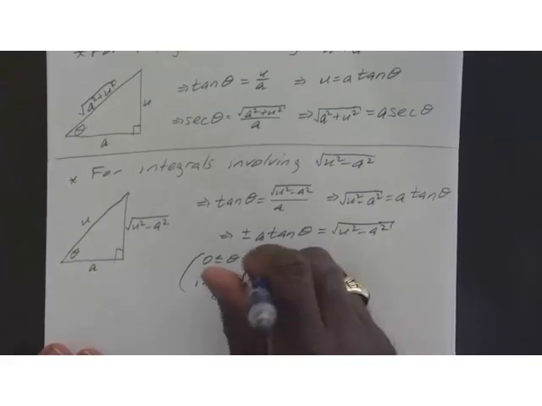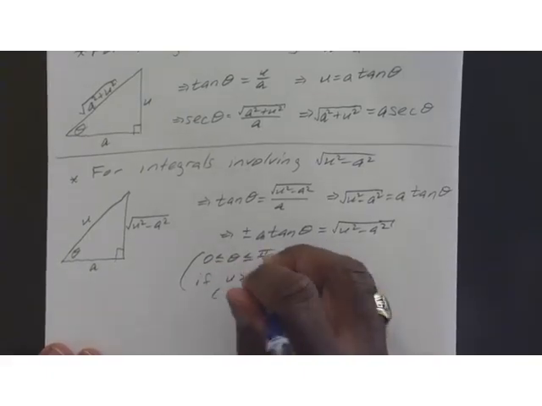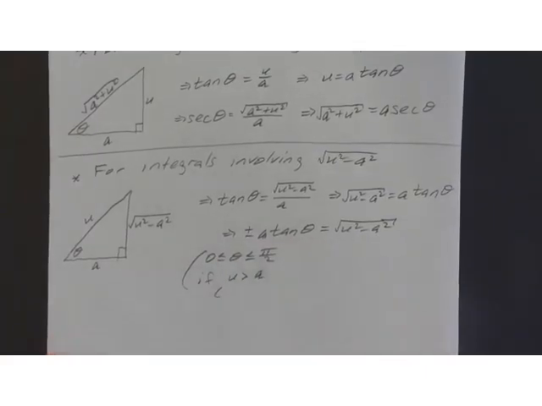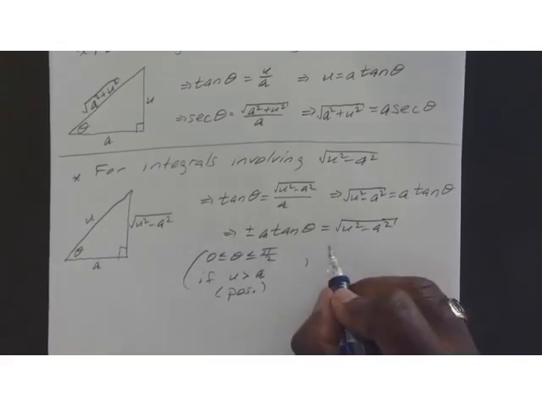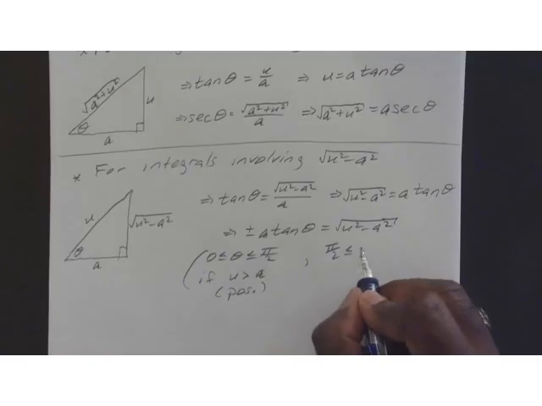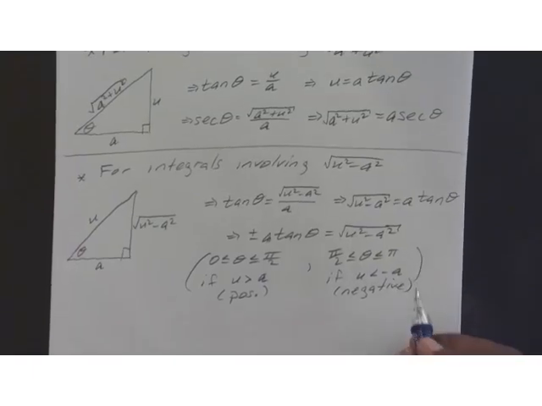Make sure that a doesn't look like a 9, because that will give us a positive value. But from pi over 2 to pi, if u is less than negative a, which will give us a negative value.